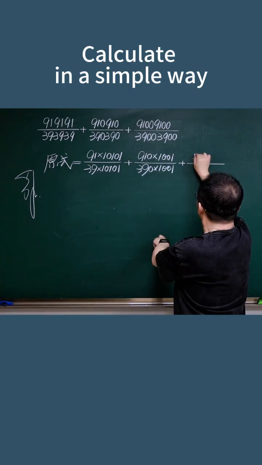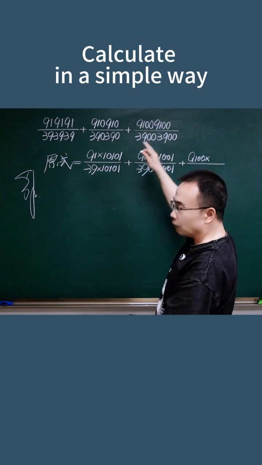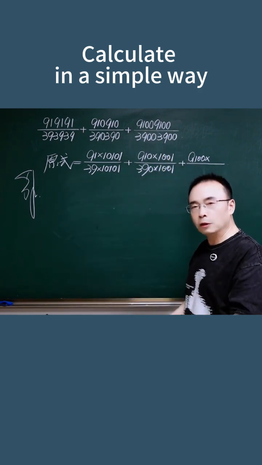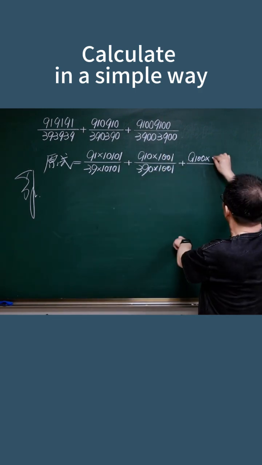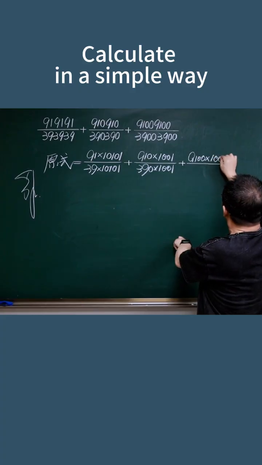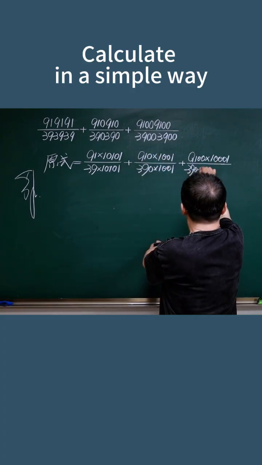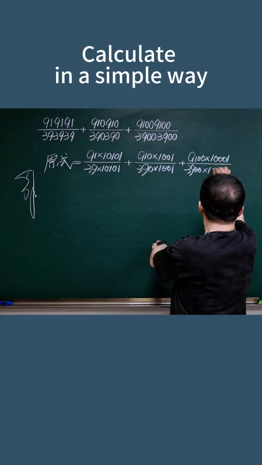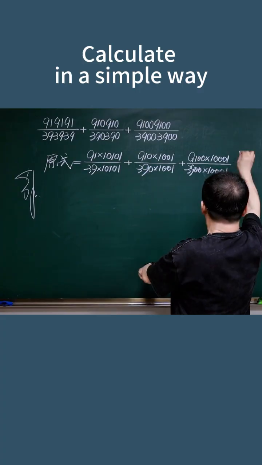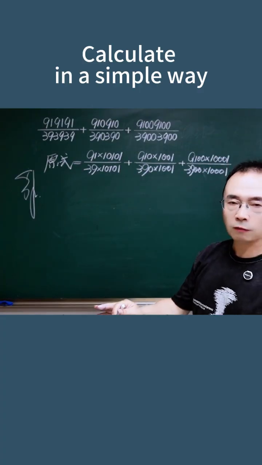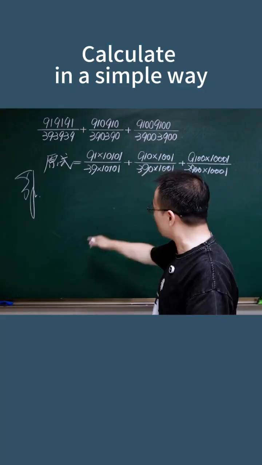Its numerator can be written as 9,100. If we divide the numerator by 9,100, we'll find that the quotient should be 10,001, a 5-digit number, and the denominator is 3,900. It can be written as 3,900 times 10,001. Up to this point, all the numerators and denominators have been dealt with.